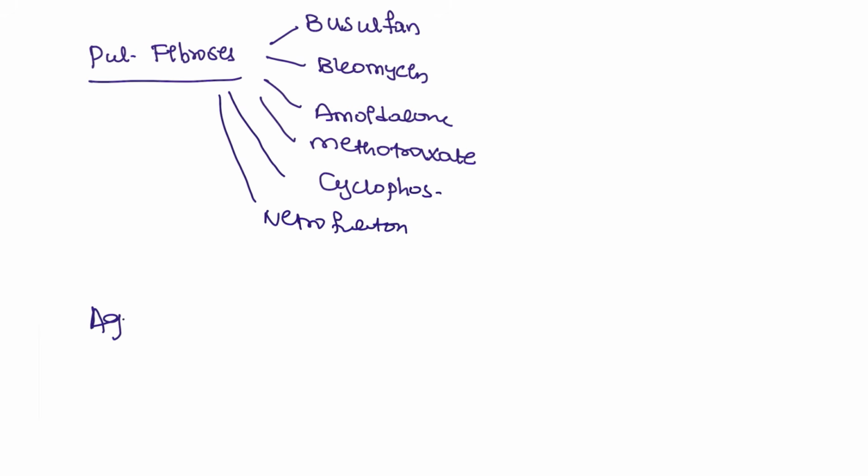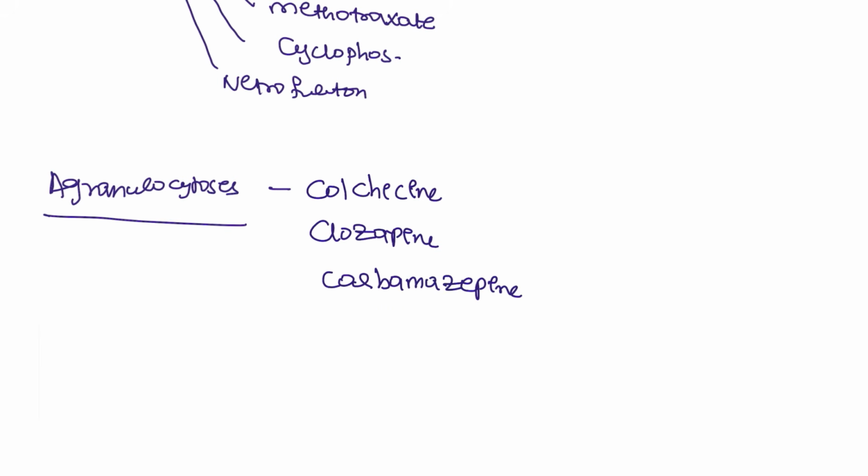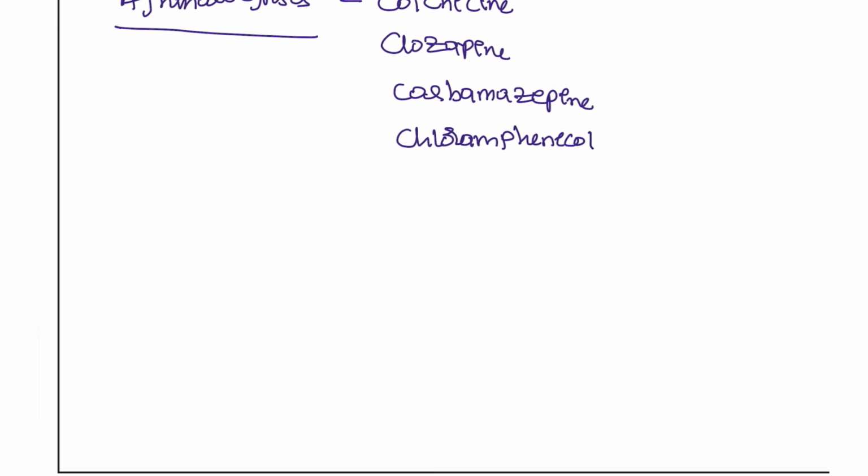Next, agranulocytosis. Agranulocytosis, all the drugs start with C, such as colchicine, clozapine, carbamazepine, and also chloramphenicol. Right? These are the agranulocytosis drugs.